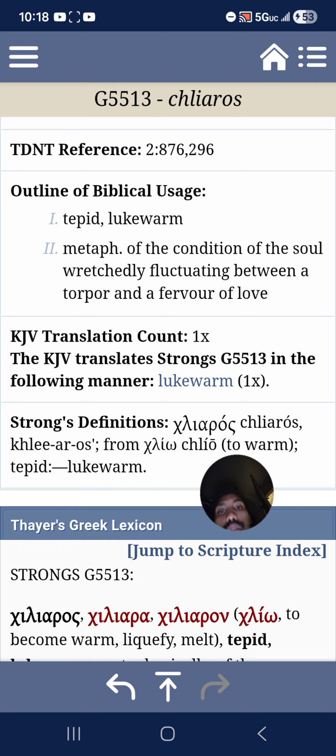So that's the hardening. So torpor, as you read it in the King James Version, means to harden your heart against the Lord. So you don't want to do that. Metaphorically, in the Blue Letter outline of biblical usage, it says of a condition of the soul, wretchedly fluctuating between a torpor, that's the hardening against the Lord's message, and a fervor of love, meaning you're on fire and you love the Lord's message. See what I'm saying? So you're right in the middle.